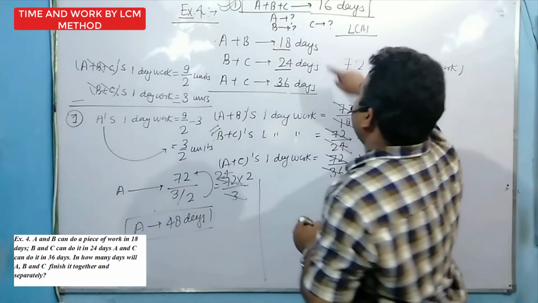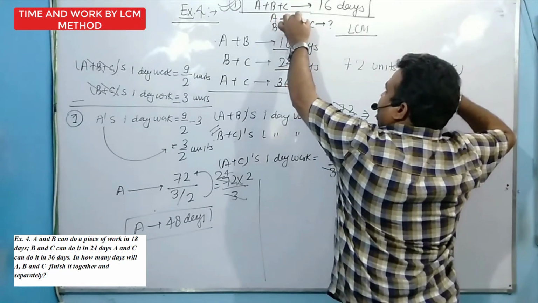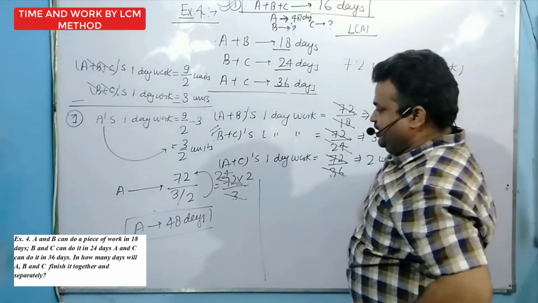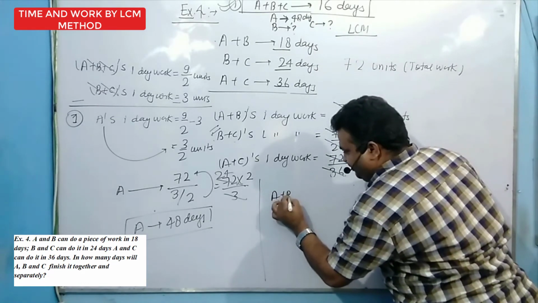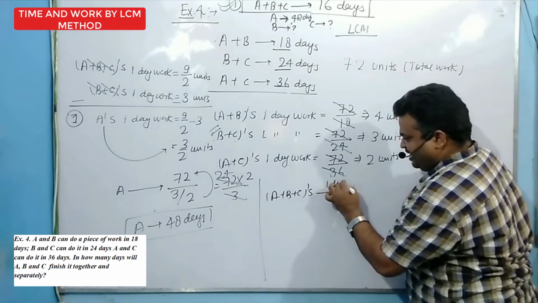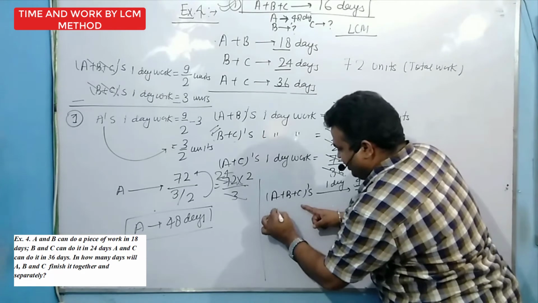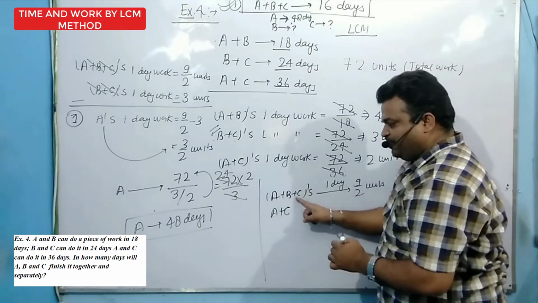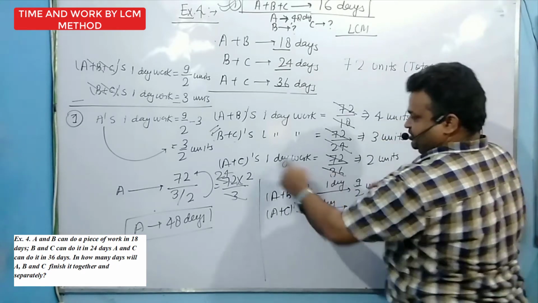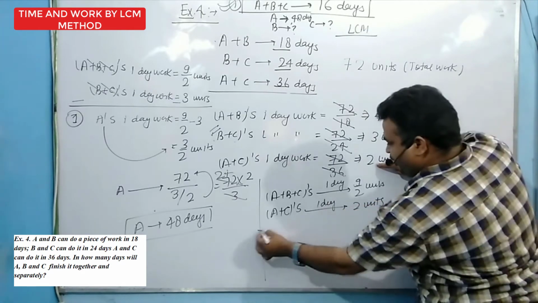Now similarly I am going to calculate B. A completes the work in 48 days. Now B, तो देखिए A plus B plus C का 1 day work कितना है? 9 by 2 units. Okay, fine. In which A plus C, क्योंकि मुझे B निकालना है, A plus C का 1 day work निकाल लीजिए. A plus C 1 day work is already mentioned. A plus C 1 day work is 2 units. Now I am going to subtract this value.